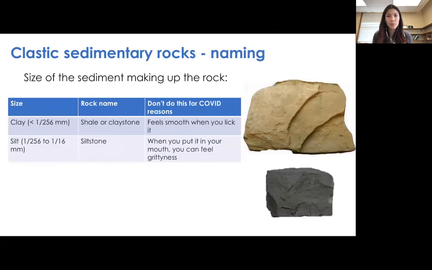So clays were mostly dark in color. Siltstones can range in color. So we have an example here that's dark gray and one that's tan.